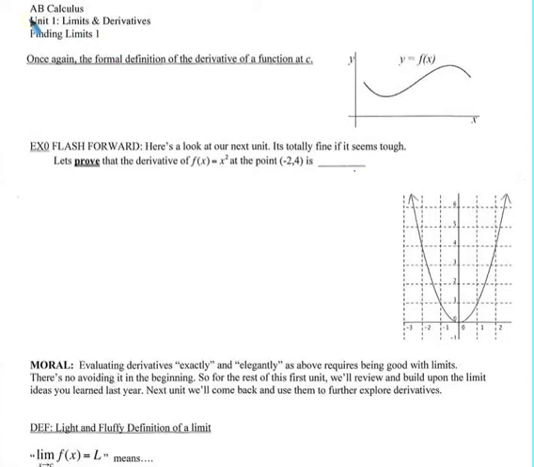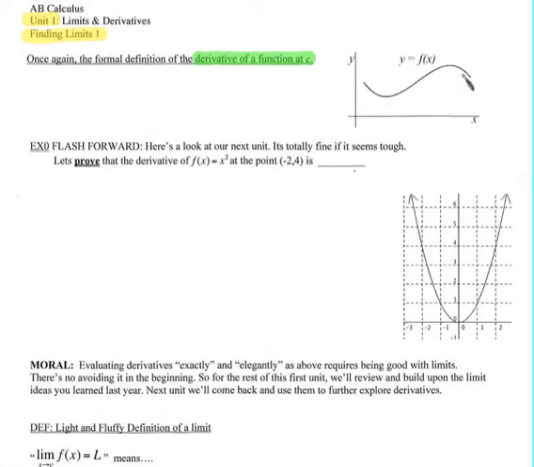These are the Unit 1 notes for the Finding Limits 1 worksheet. To start with these notes, we're going to rewrite the derivative of the function at c. And let's just remind ourselves what this means.